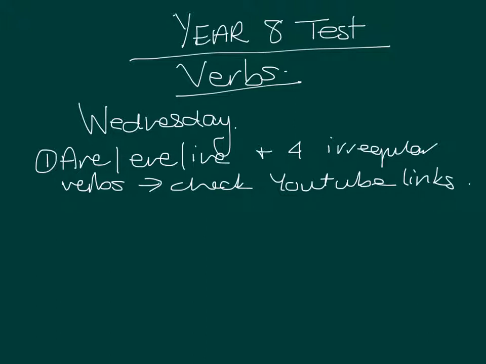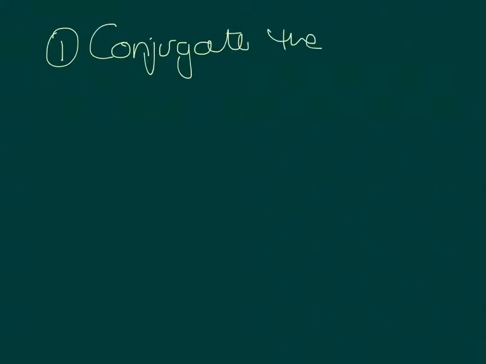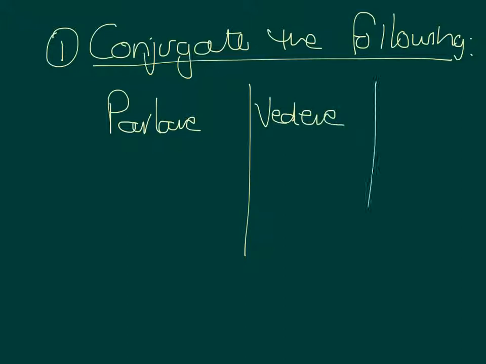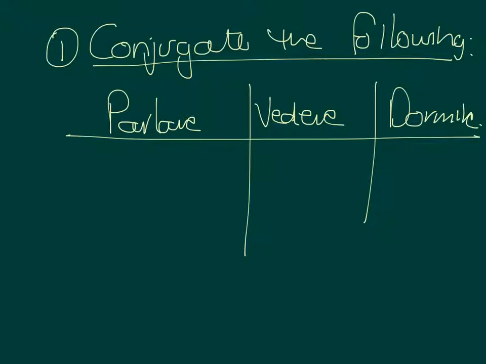So, for example, like this: conjugate the following, and what you'll get is a table. You'll have parlare written here, then you'll have vedere, then you'll have dormire, and you'll be asked to conjugate it. The pronouns will probably be provided.